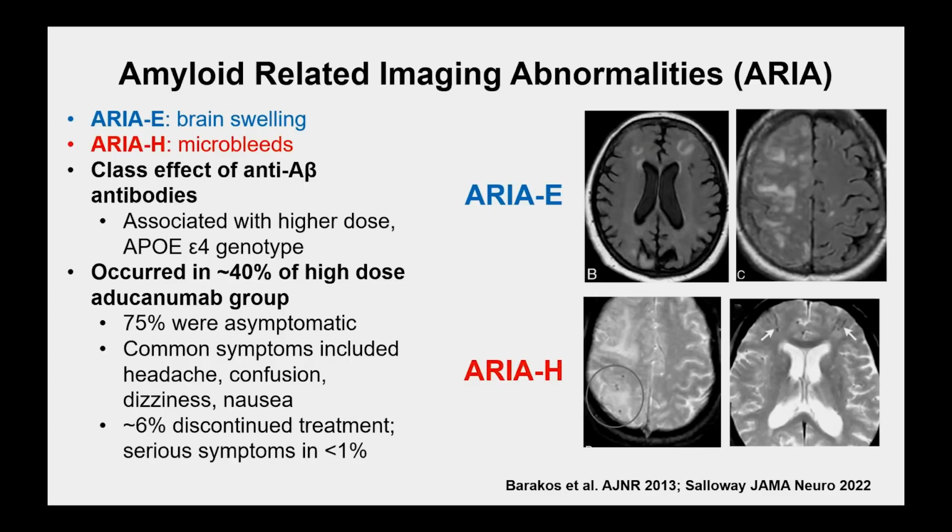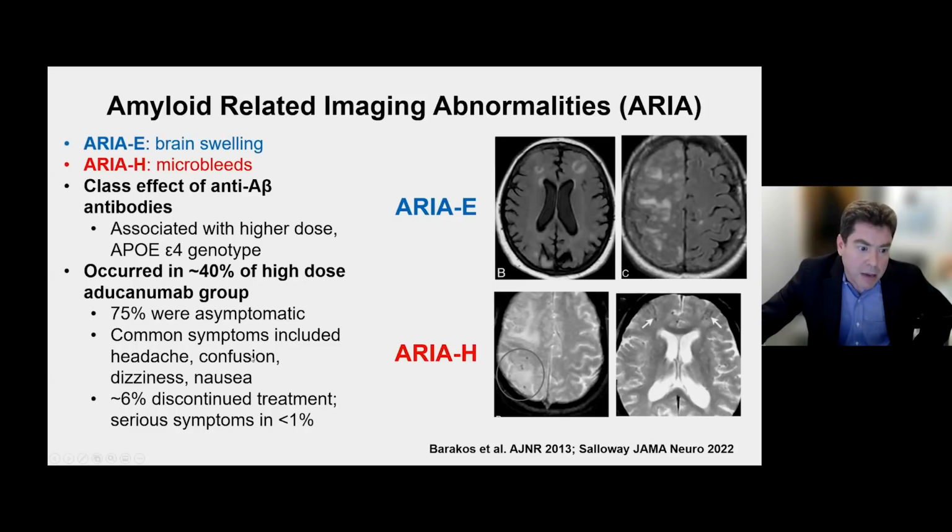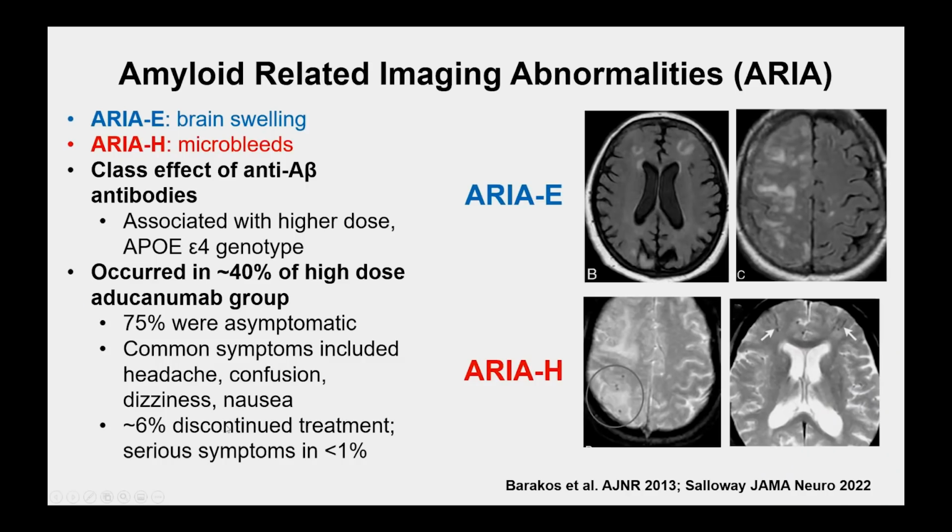In the aducanumab study, about 40% of the high dose group had brain swelling or hemorrhage. Now, it sounds really scary, but actually 75% of the time people had no symptoms at all. This was caught because they were doing surveillance MRIs for safety and they were able to see edema or hemorrhage. About 25% of people had mild symptoms. The common symptoms were headache, confusion, dizziness, or nausea. 6% of people discontinued treatment because of these side effects, and serious symptoms were seen, but relatively rarely.